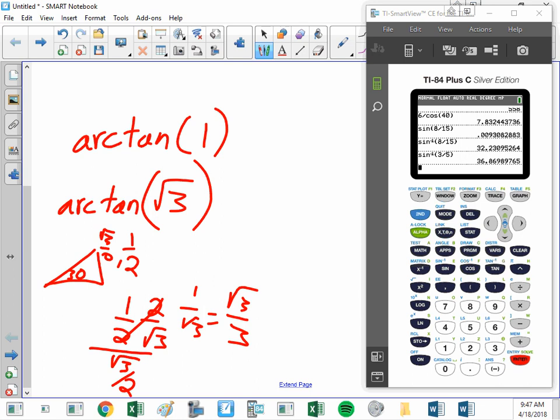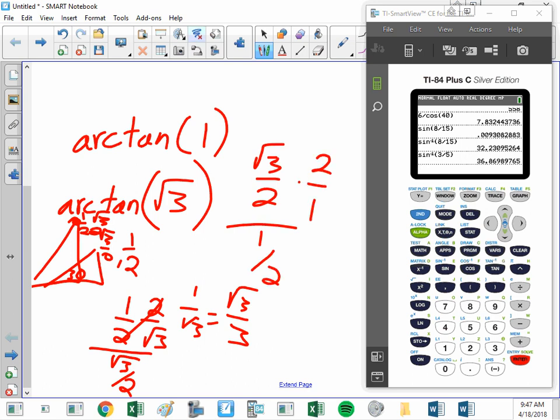I've just become accustomed to ignoring you. So how about pi over 3? So it would be root 3 over 2 divided by 1/2. So I times it by 2 over 1, and those cancel. So it is pi over 3, or 60 degrees. What does it say? Yeah, the first one is radians, the next one is degrees.